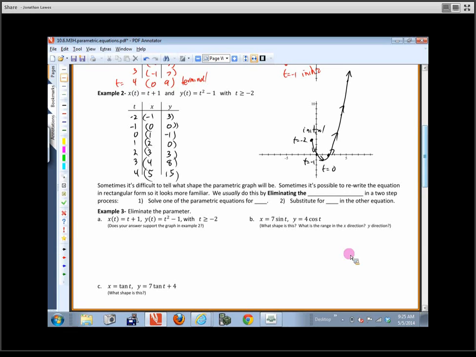So if we thought of the parameter t as time, we're timing something on a stopwatch. Right when we started our stopwatch, first of all, what shape is this? Looks a heck of a lot like a parabola. Right when we started our stopwatch at t equals 0, where was this little particle on this parabola?